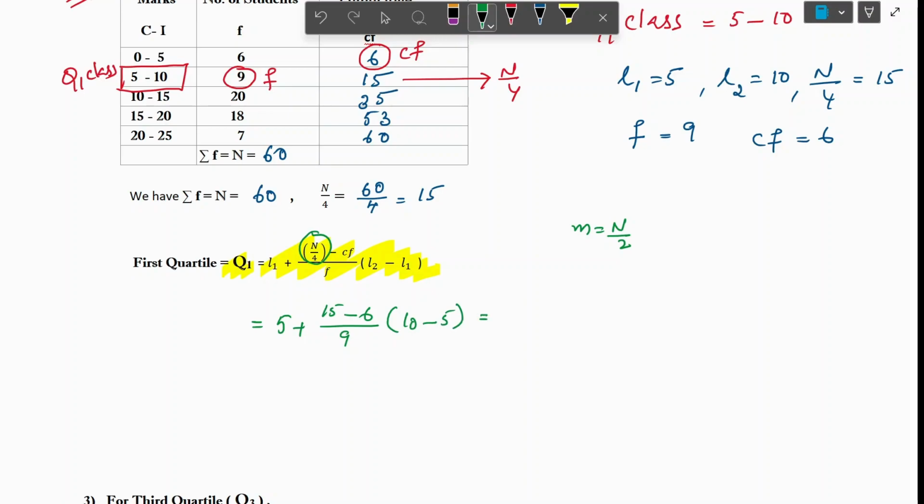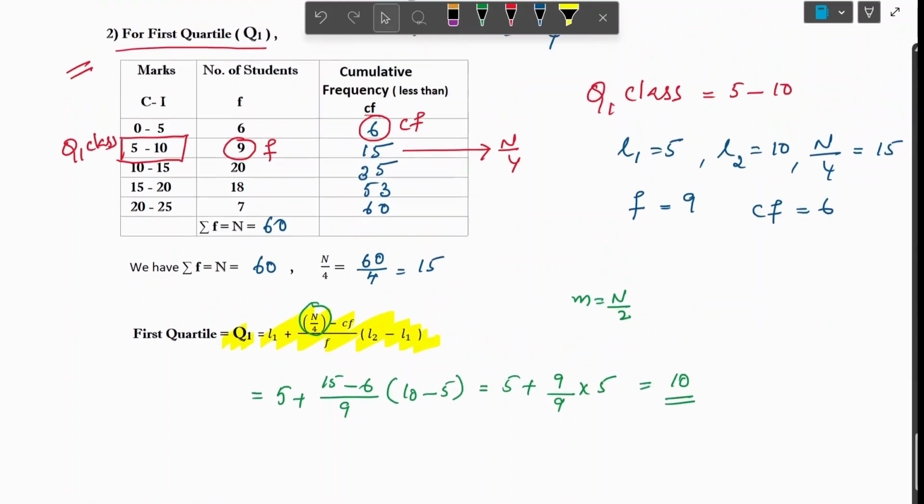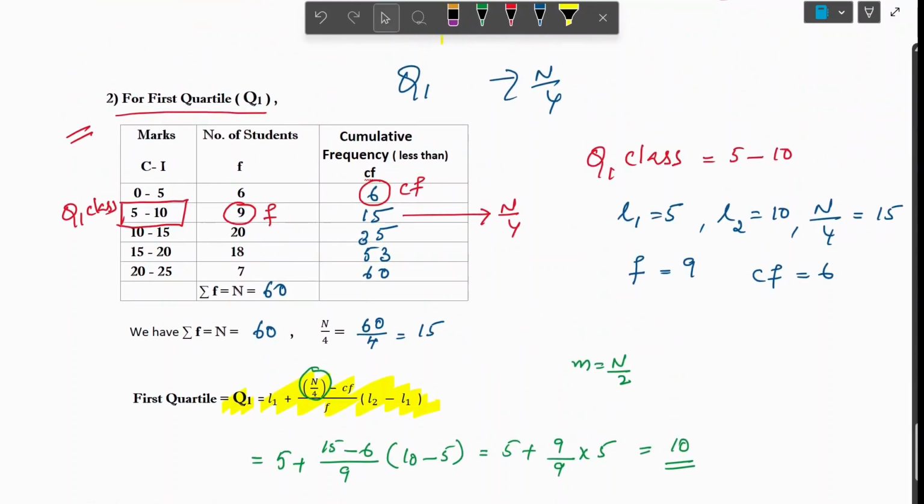That is here 5 plus 9 divided by 9 into 5. 9 cancel. Therefore, 5 plus 5, the answer is equal to 10. Therefore, what is your Q1? Q1 equal to 10. Therefore, with the same formula, the same method, how did you calculate your median?